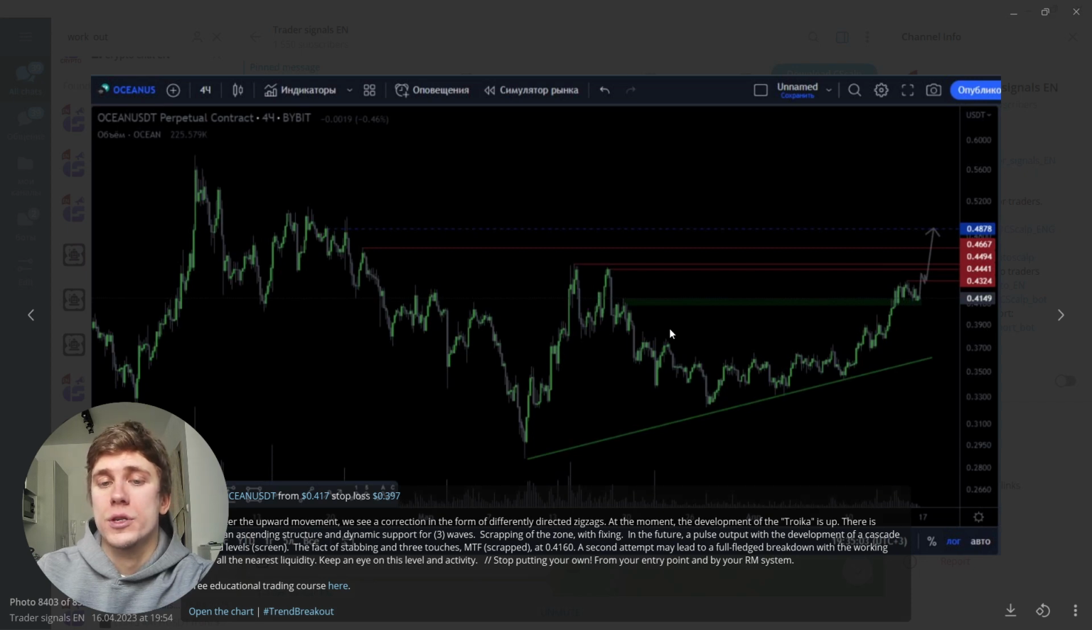The next setup was Ocean USDT. I can stress here that by that moment there was already an ascending structure and dynamic support for 3 waves. The author was expecting the impulse breakout from this point after the third touch to this level. And finally, there was the accumulation of several cascade levels, as you see, that usually really increase the potential of the breakout. Because the more untouched levels we see here, the more liquidity is situated above.